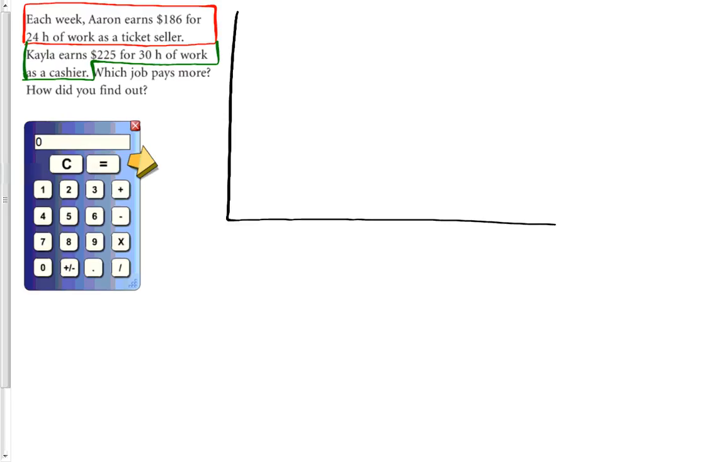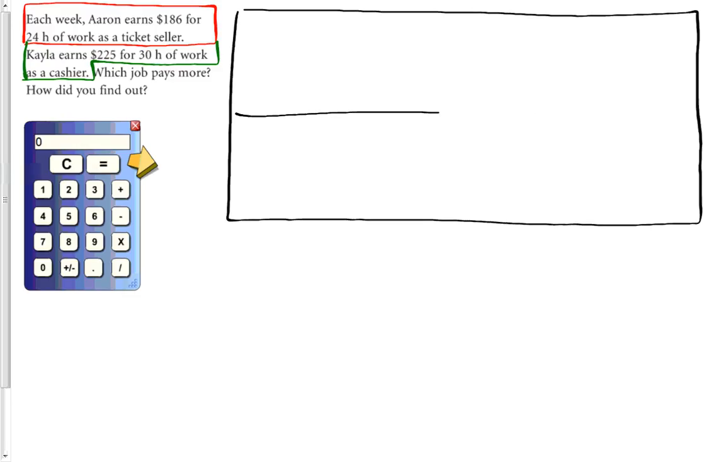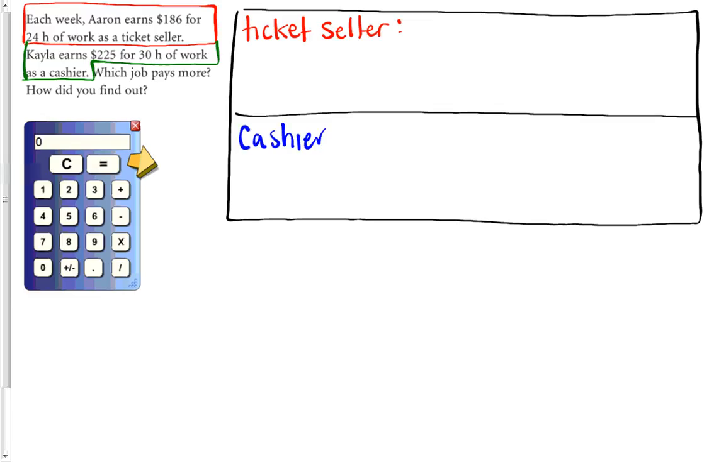So again, I'm going to make my chart, and I'm going to divide it into two sections. And in this particular first one, I'm going to put ticket seller, because it's asking you for jobs. And in the second one, I'm going to put cashier. And then I'm going to find out my unit rates and I'm going to compare them exactly the same way that I did in the last one.